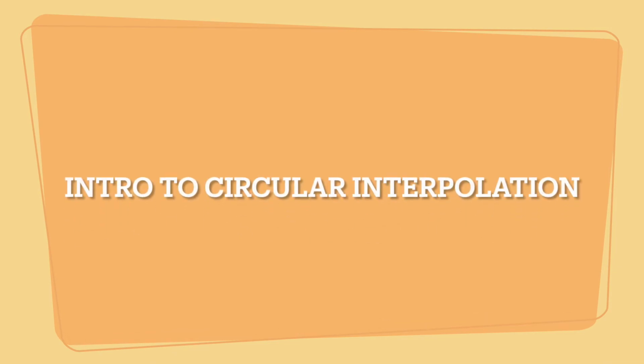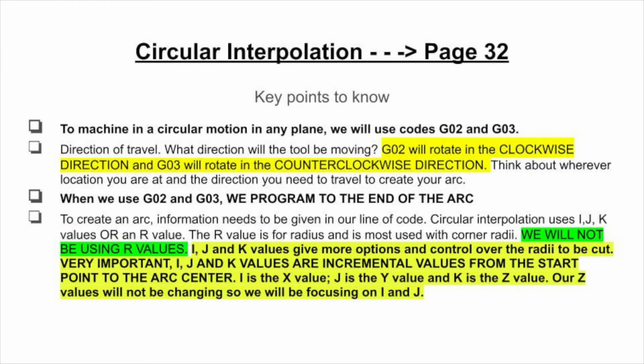This next topic will be an introduction to circular interpolation. Circular interpolation will be circular motion in any plane using G codes G02 and G03. The direction of travel will determine which one of these codes you use. G02 is clockwise and G03 is counterclockwise.